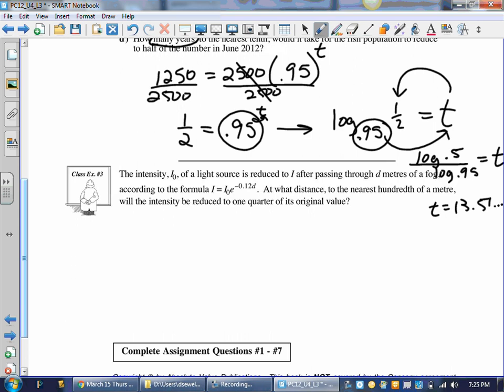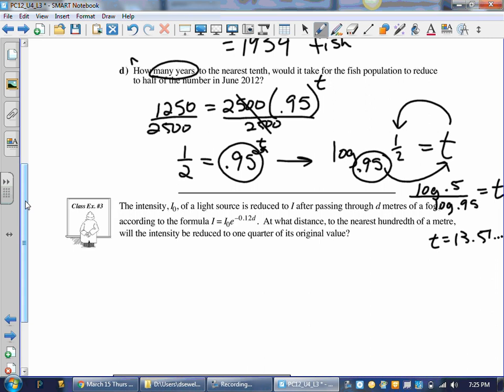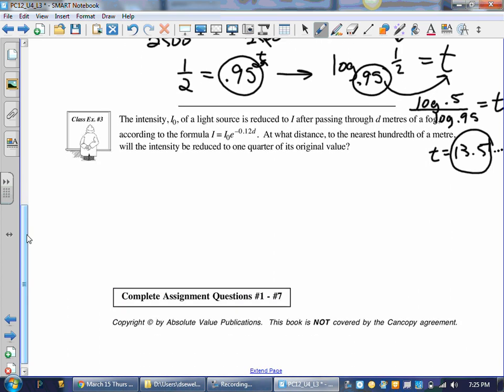And then some more. And what does it ask for? To the nearest tenth. So 13 and a half years. Okay? There you go. 13.5 years. Good. All right, last one of these examples, and then we'll go to doubling or half-life and double time.